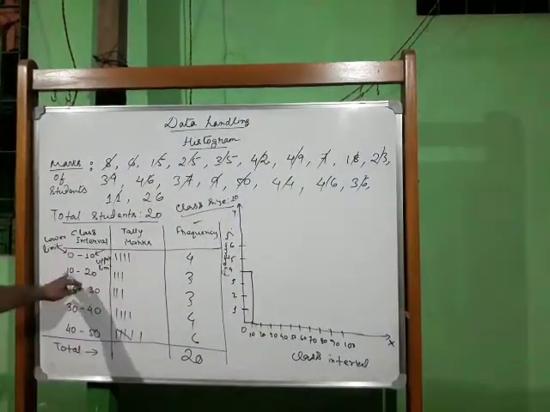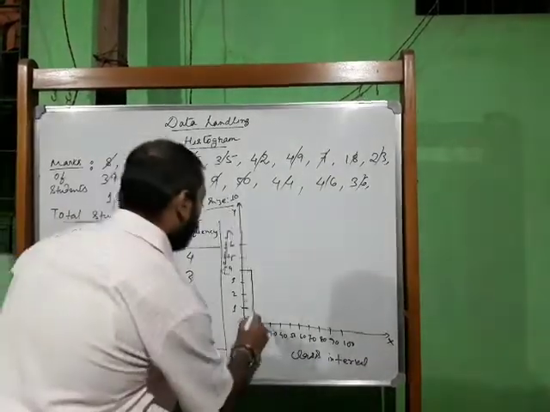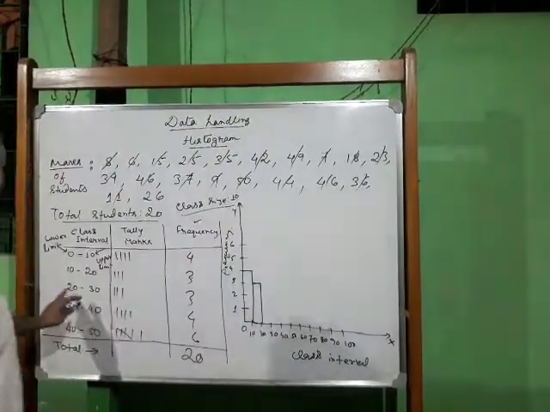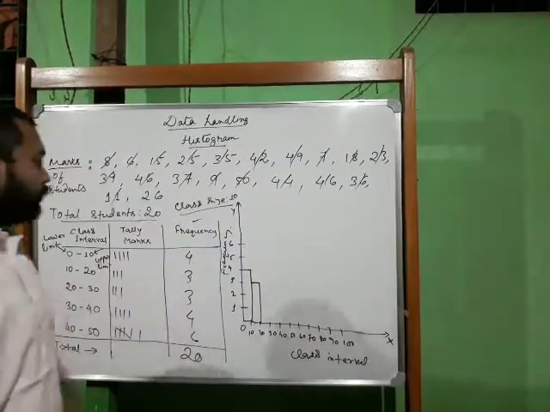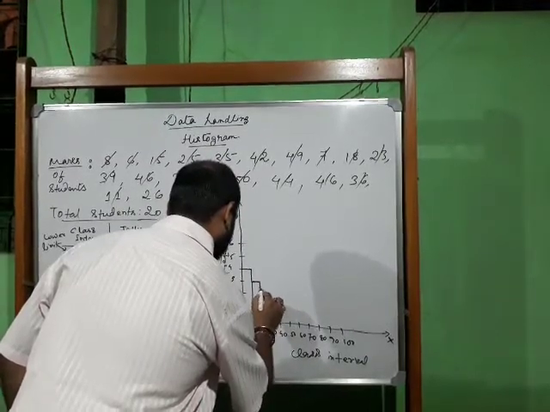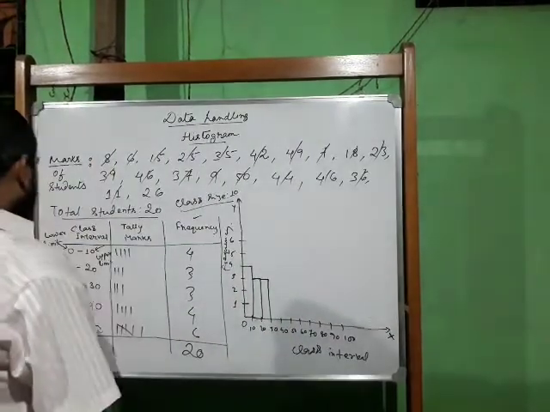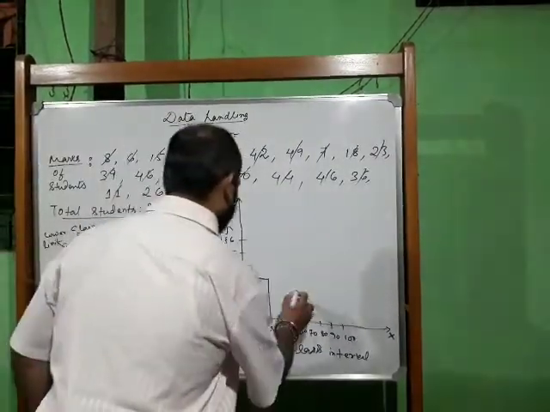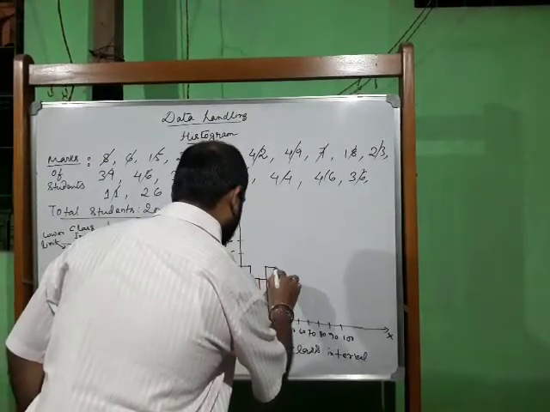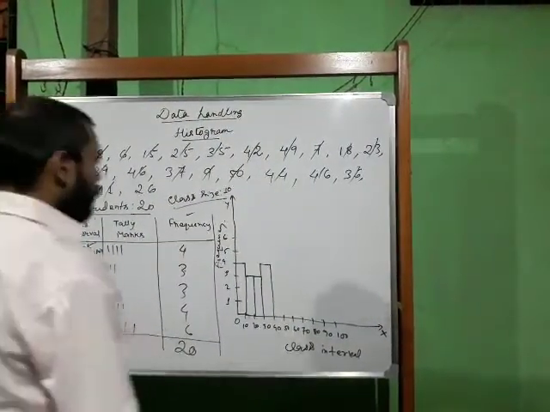Then again from 10 to 20, how many students in total? 3 students have got. So 10 to 20, 3 students. 20 to 30, how many students are there? 3 students. Again 3 students, so the graph will be the same. 30 to 40, 4 students are there. 40 to 50, total 6 students are there.